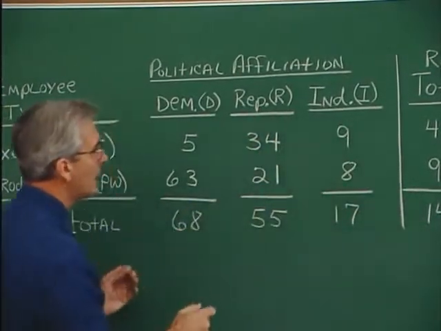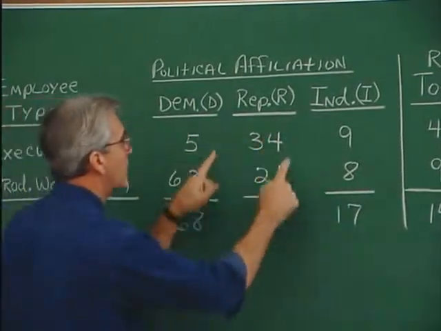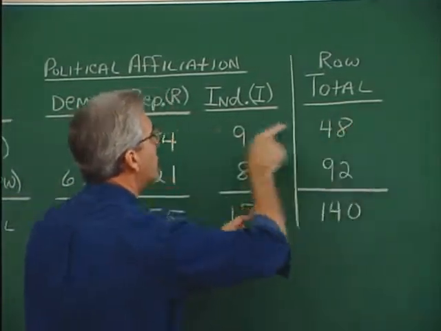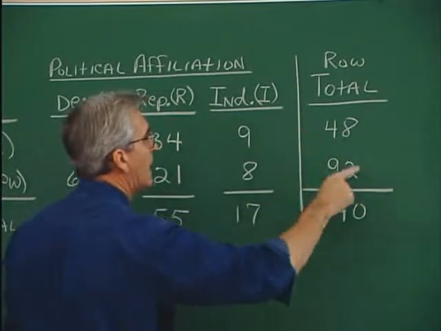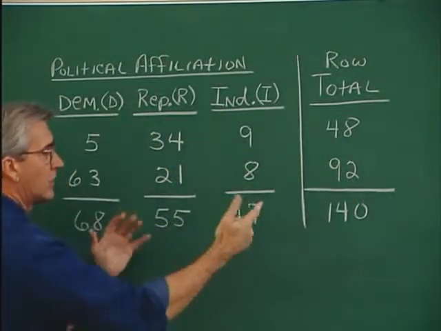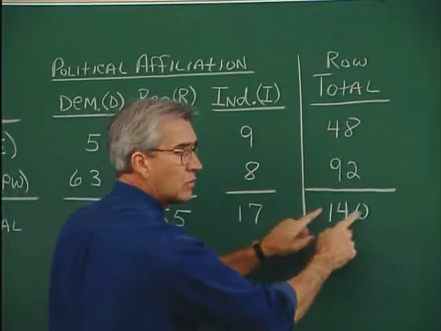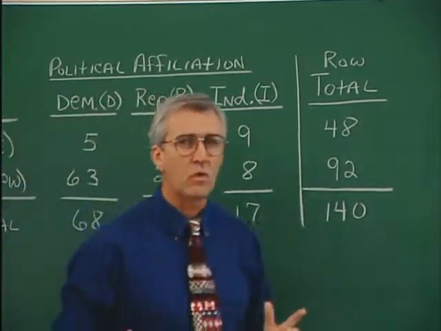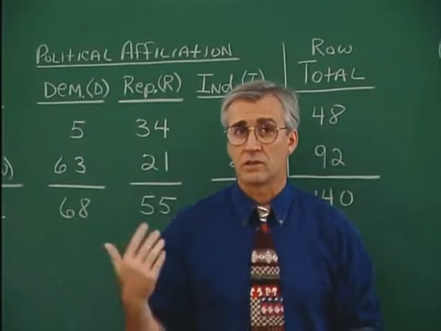At the bottom, we have totals for the Democrats, the Republicans, and the Independents. And over here, there's another total for the executives and the production workers. The total number of employees altogether is 140. So that's the layout of the chart. Now, we'd like to answer a few questions involving the information in the chart.